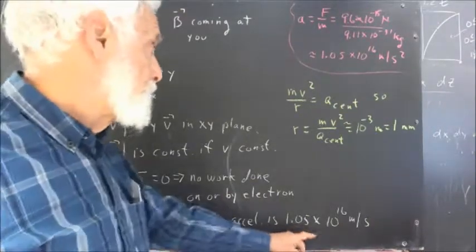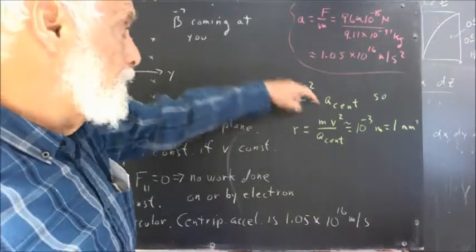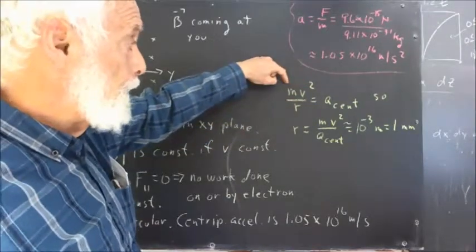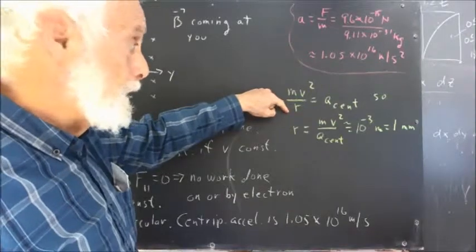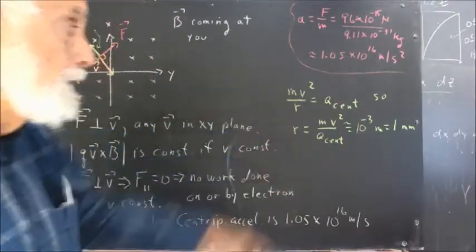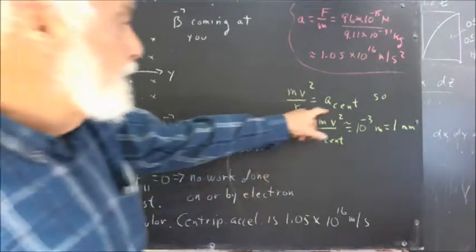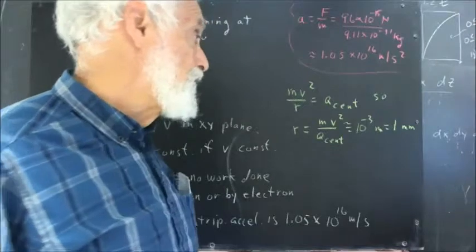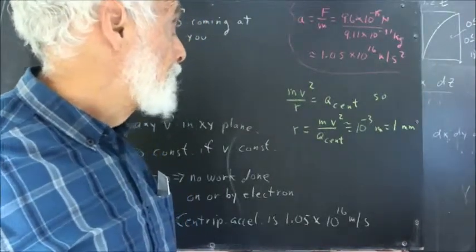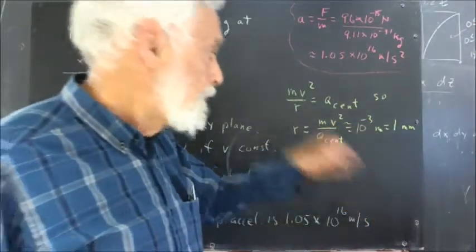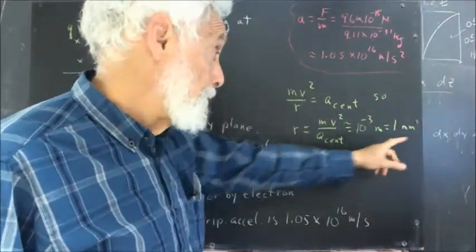You have the centripetal acceleration, and you know that centripetal acceleration is mv squared over r. We know the velocity, we know the mass. We can solve for the radius of the circle. Okay, and we get the radius of the circle is mv squared over centripetal acceleration, and that comes out pretty close to 10 to the negative third meters. And in fact, it's going to be about 95% of that, just a little less than a millimeter.